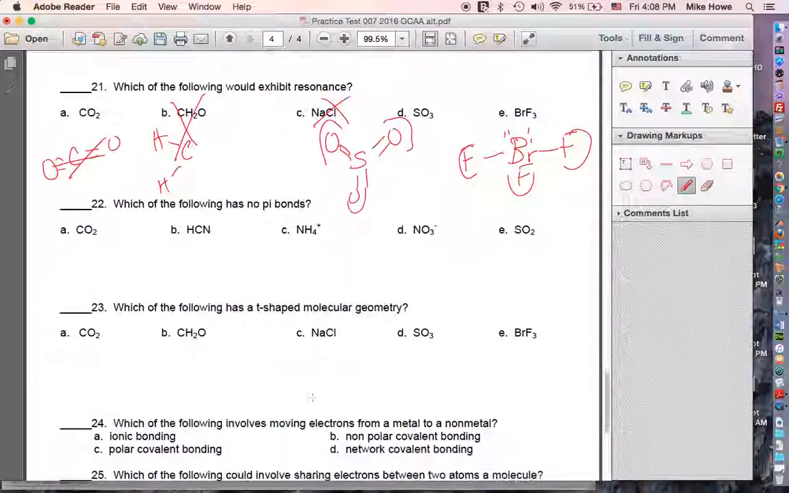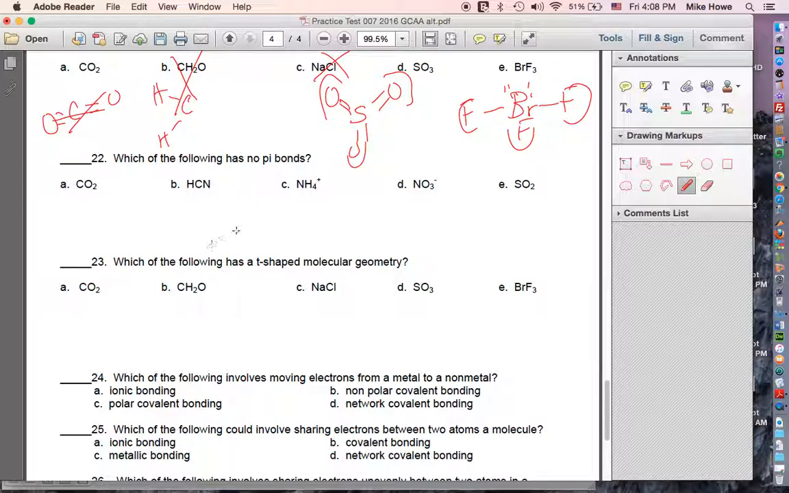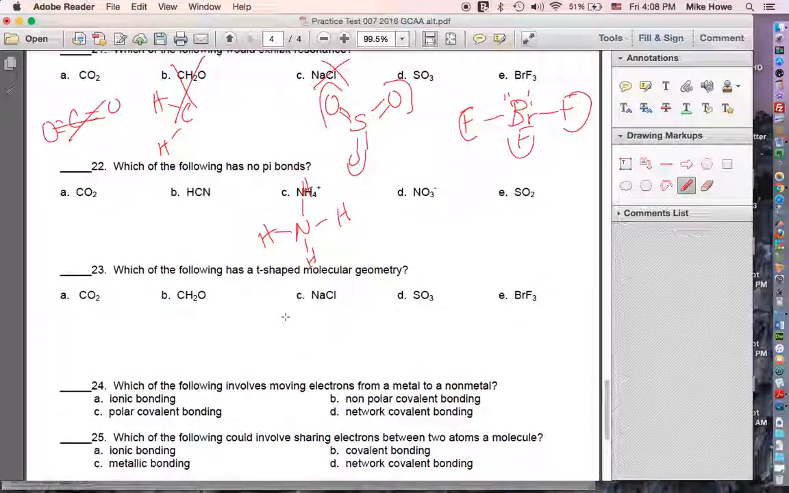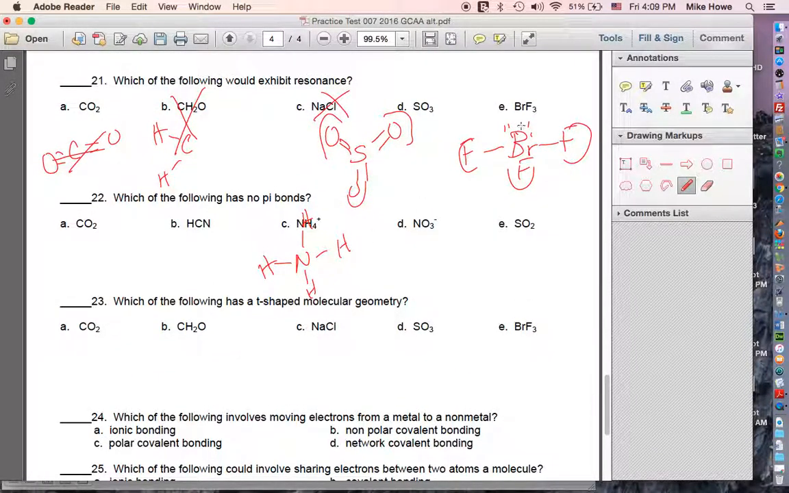22, which has no pi bonds. No pi bonds would be the one that doesn't have any double or triple bonds. So if you draw the dot diagrams, the only one that will do that is NH4+ because it has 8 electrons. You got 5 plus 4 is 9, but a plus 1 means you've lost 1, so you got 8. So then, since there's no double bond, there's no pi bond. T-shaped. I drew that one up here a minute ago, so that's BrF3.